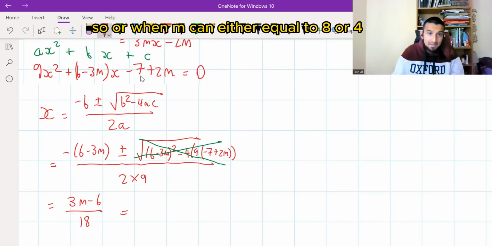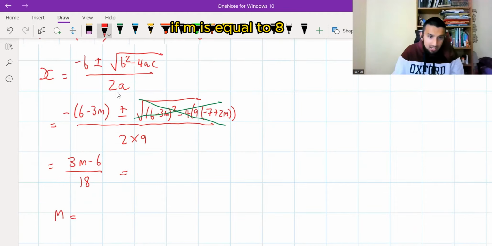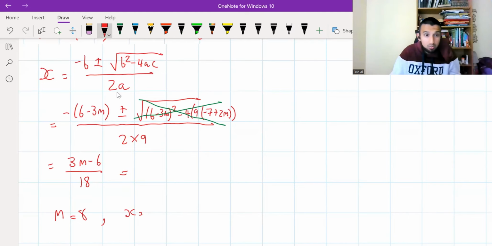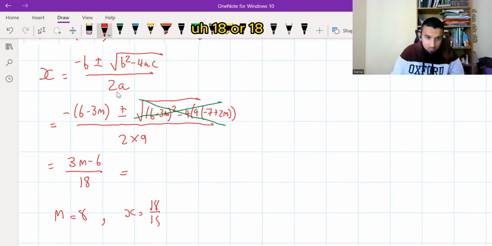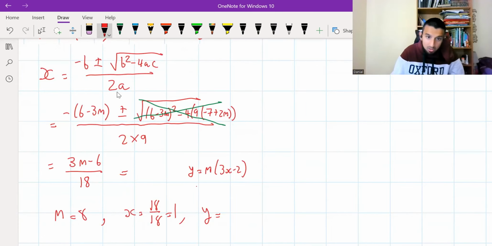For when m can be either 8 or 4: if m is equal to 8, then x equals (3m minus 6) over 18, which will be (24 minus 6) over 18. That's 18 over 18, which is 1. And then y, remember we've got the equation y equals m(3x minus 2), which in this case, because m is 8, is 24x minus 16. So you can do 24 minus 16, which is 8.